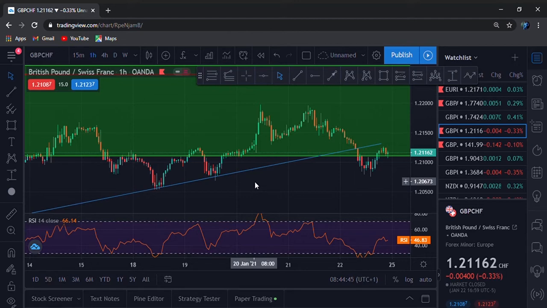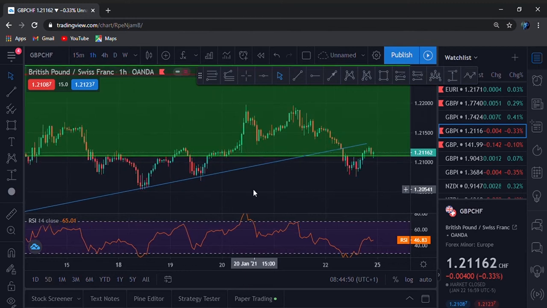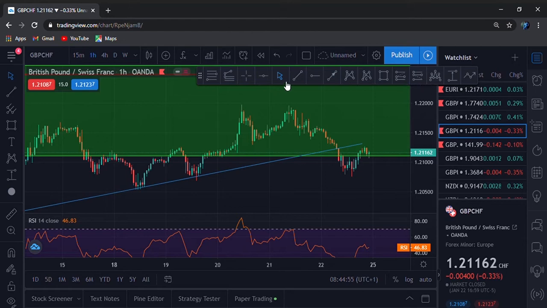So now the third thing is for me to look at my RSI. On my RSI, you can see a very sweet divergence. The divergence is so clear on my RSI. So everything was just aligning.